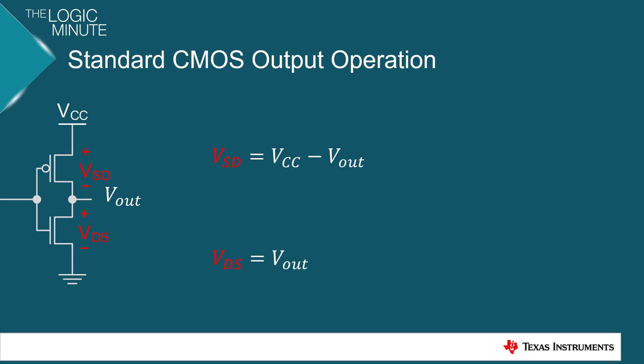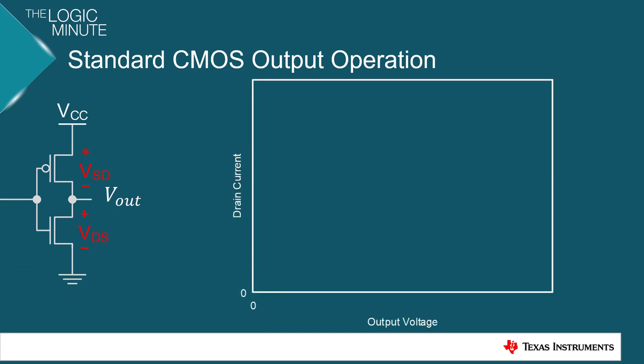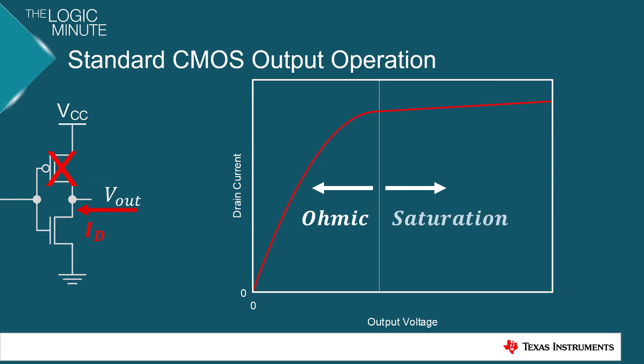Since only one MOSFET can be on at a time, let's look at the case where the PFET is off and the NFET is on. This is what we would call the low output state, and in this condition the device will sink current from the output to ground. Sweeping the output voltage, the current into the device would look something like this. Output voltages lower than this line will result in the device being biased into the ohmic region, while voltages higher than this line will put the device into the saturation region.